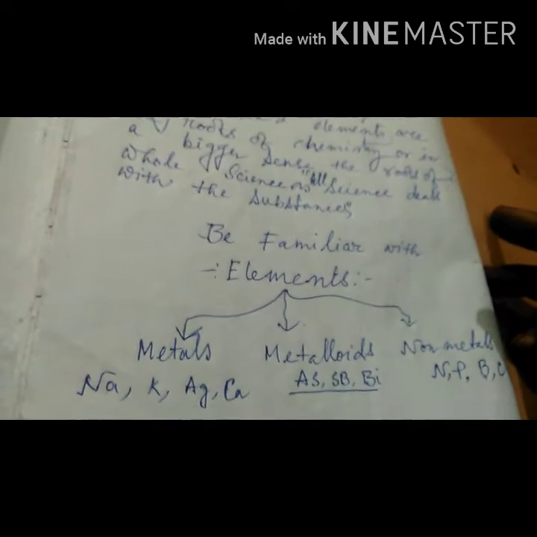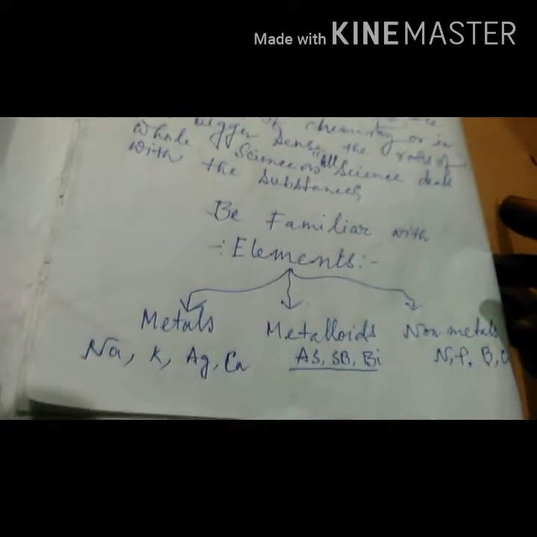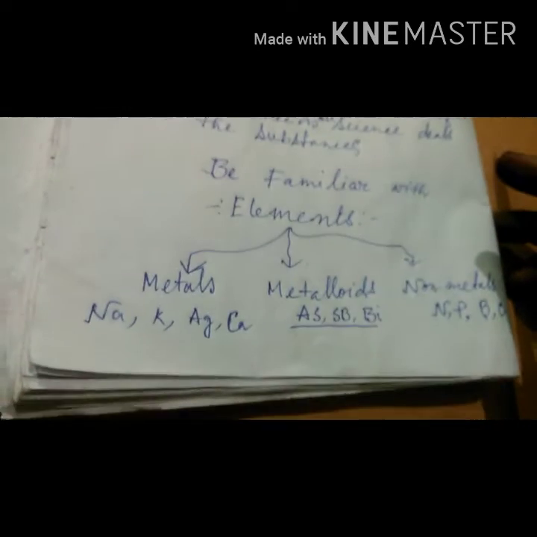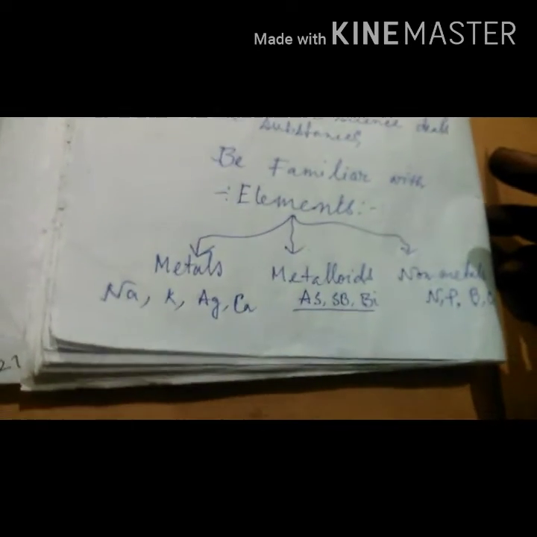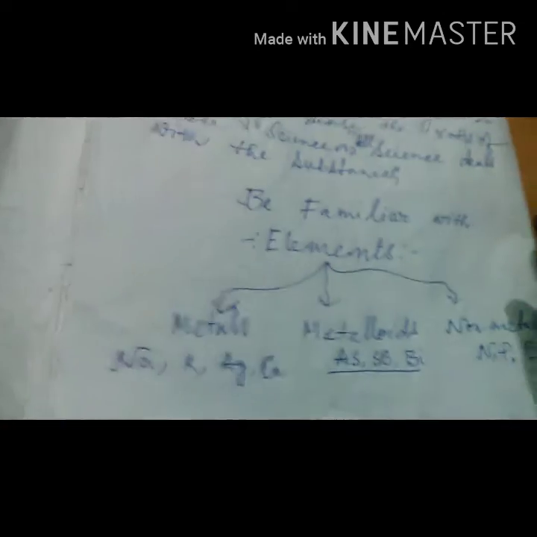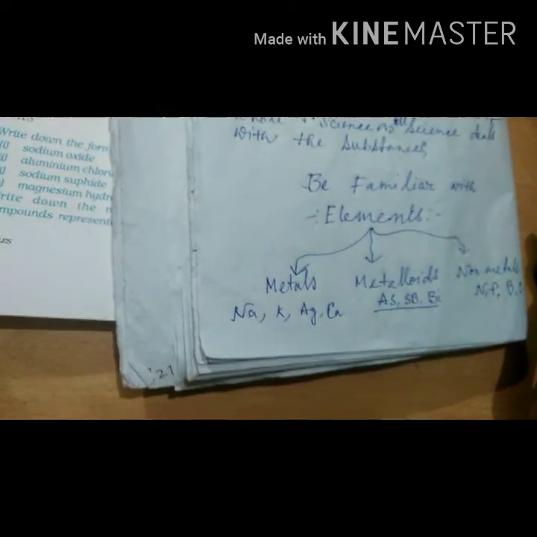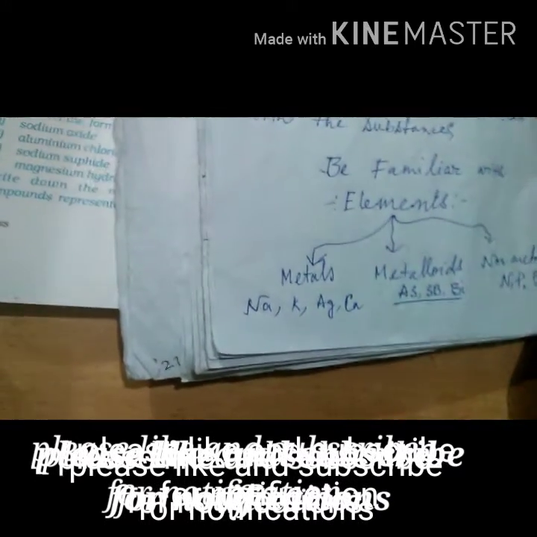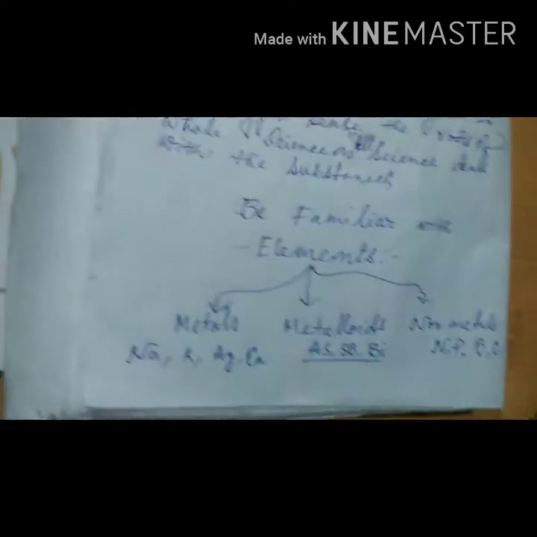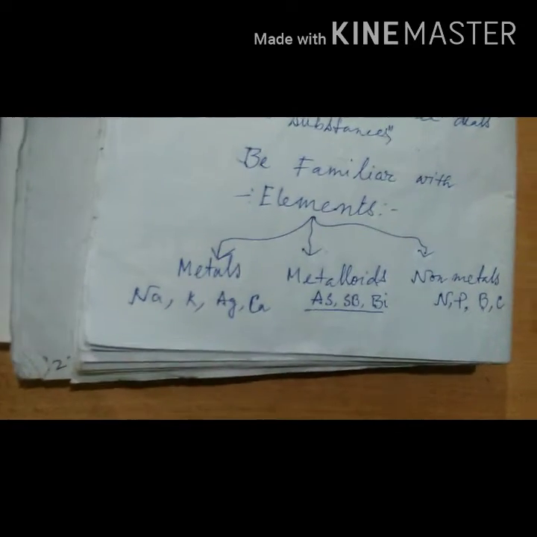In the previous class, I discussed the classification of elements and the classification of matter, and ultimately I came to the point of becoming familiar with elements. Now, elements, as I classified them, are of three types: metals, metalloids, and non-metals. Metals possess several characteristics: they are shiny, they show electrical and thermal conductivity, etc.